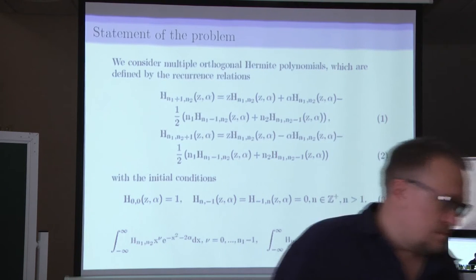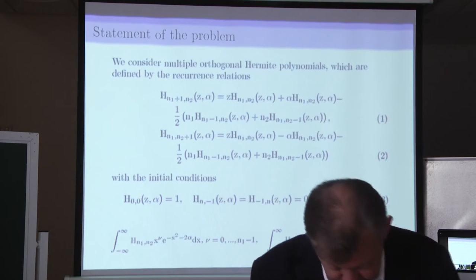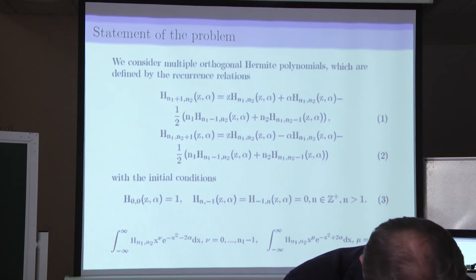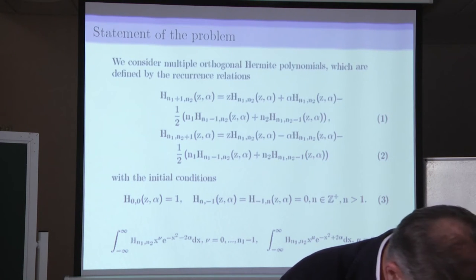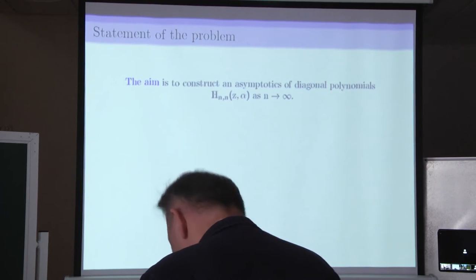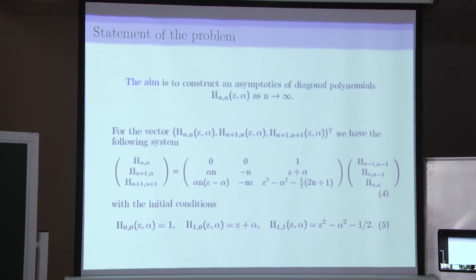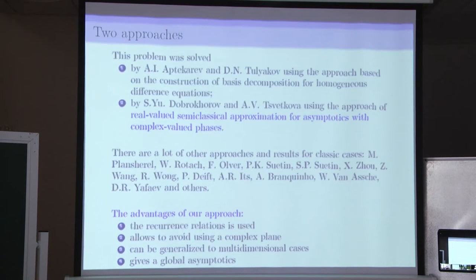So let us formulate the problem. We consider multiple orthogonal Hermite polynomials with two indices, and they can be defined by the following recurrence relations. So we start from the recurrence relations with such initial conditions. And our aim is to construct the asymptotics of diagonal polynomials, so for n1 equal to n2, as n tends to infinity. And in this situation, the previous system can be rewritten in such way with the following initial conditions. And the result, the asymptotics, was obtained using two different approaches.